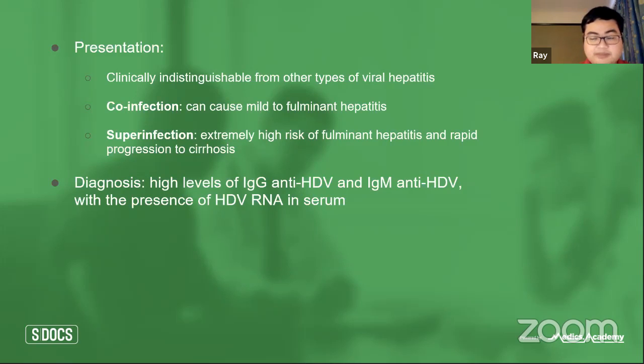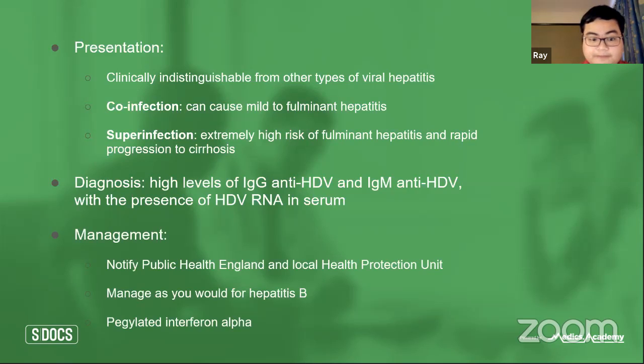To diagnose hepatitis D, you would need high levels of IgG, IgM antibody, and a presence of HDV RNA in the blood serum. In terms of management, you would notify Public Health England and the local HPU. Manage as you would for hepatitis B, but there is a management. There is a drug we can give, which is pegylated interferon alpha. Although the evidence is rather limited, this is a recommended treatment. So that's all I'd like to cover for hepatitis D.